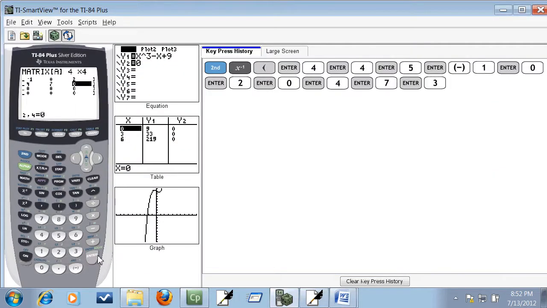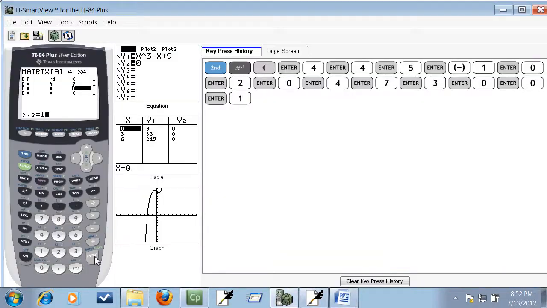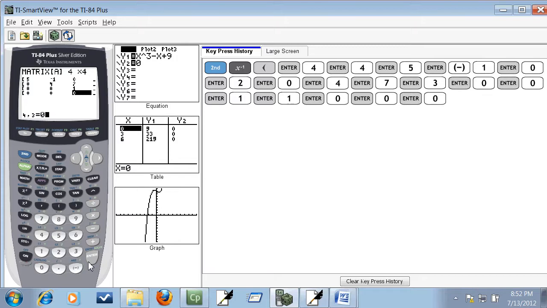7 enter, 3 enter, 0 enter, 0 enter, 1 enter, 1 enter, and 0 enter, 0 enter, 0 enter, and then 1 enter. And after we get those input, we want to exit out, so it'll be second mode.